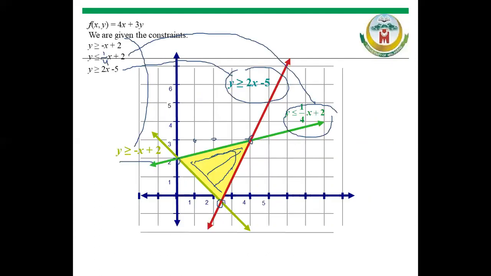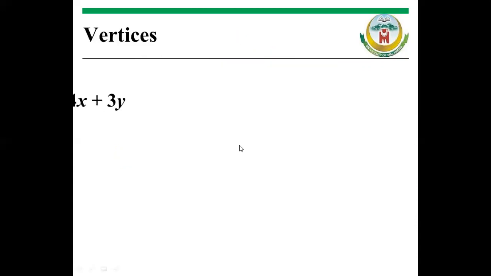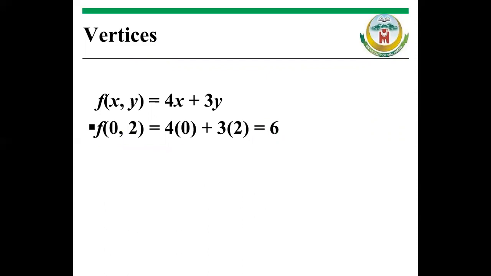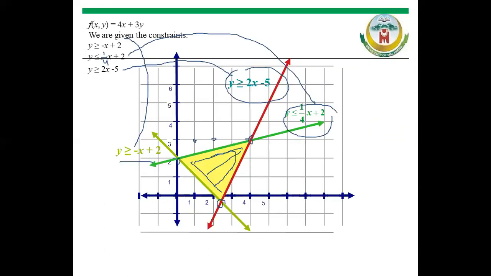4, comma 3. This is 4 and this is 3. So this is this vertex, and the other one is 7 over 3, minus 1 over 3. Which one is this one? 7 over 3, and minus 1 over 3. So it is this vertex.